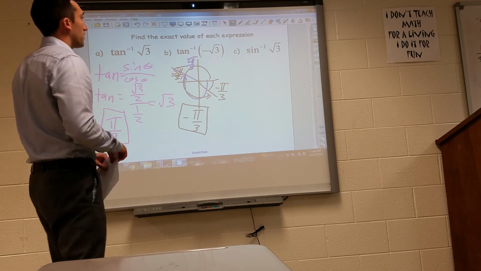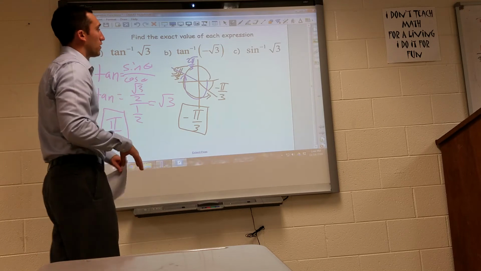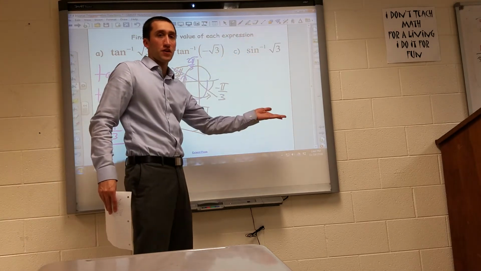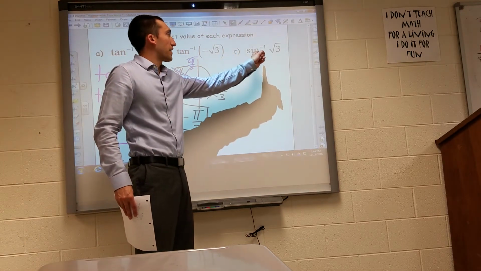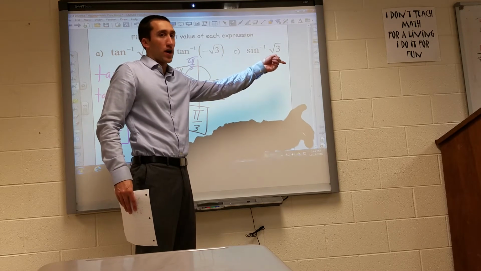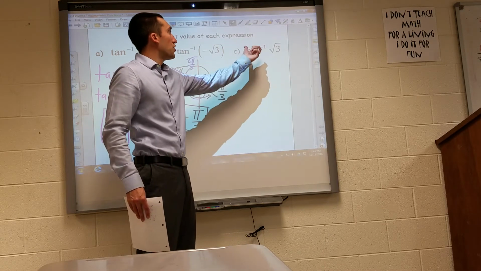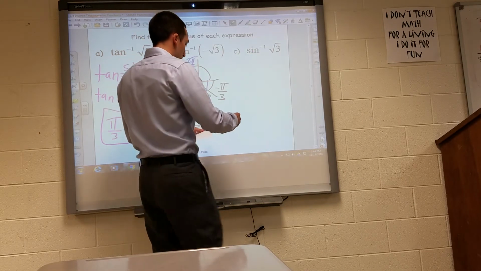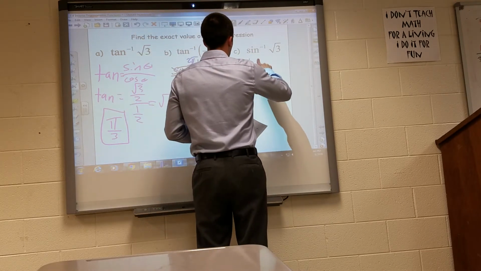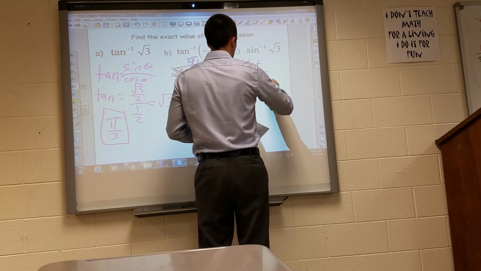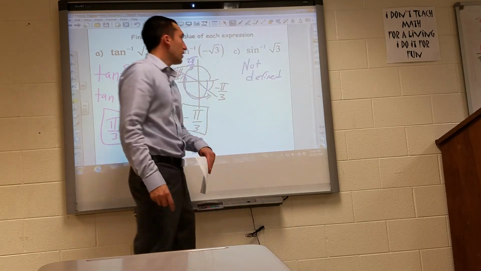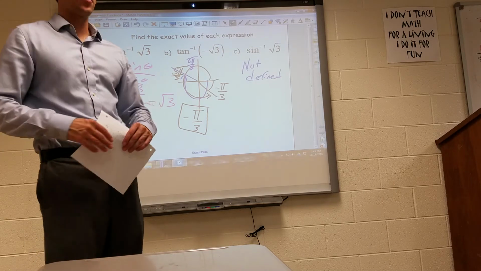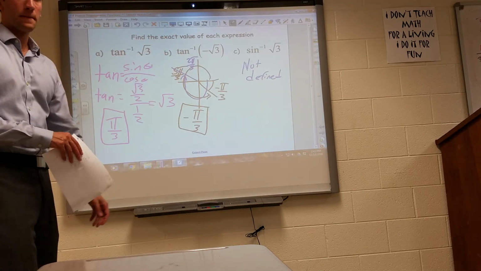All right, finally, inverse sine. So if you went through all of our different trig functions, you'll notice that sine never equals radical 3. So since there's no angle that gives me an exact value of radical 3, this one is not defined. And if there's no angle that gives you that exact value, we're just going to write not defined.